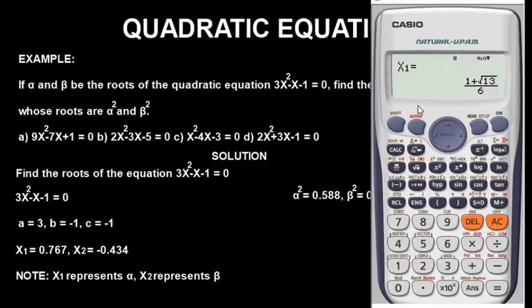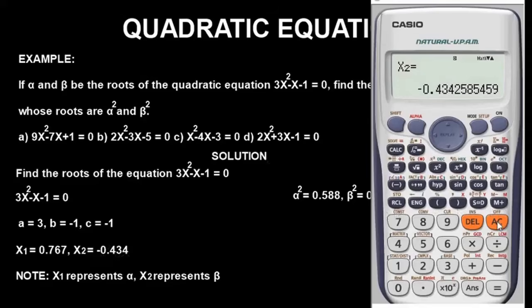So x1 here is this value. It's in fraction. Let's change it into a decimal number. You press S-D. So you have 0.767. That's why you can see 0.767 here as x1. Let's press equal to again for our second root, x2. It's in fraction, so you change it to a decimal number. You press S-D. So we have minus 0.434, as you can see here.